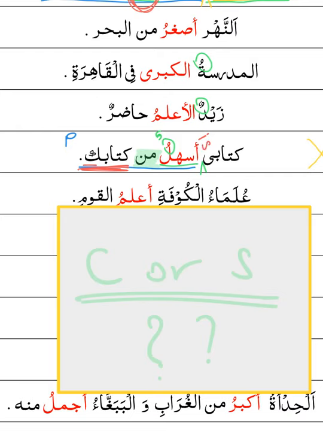So ashal, easier. The ismu tafdil, it has this type of meaning: bigger, smaller, greater, easier. So my book is easier min than your book. So this min will be translated as than. So alhamdulillah, this should now be quite straightforward using ismu tafdil in the comparative form.